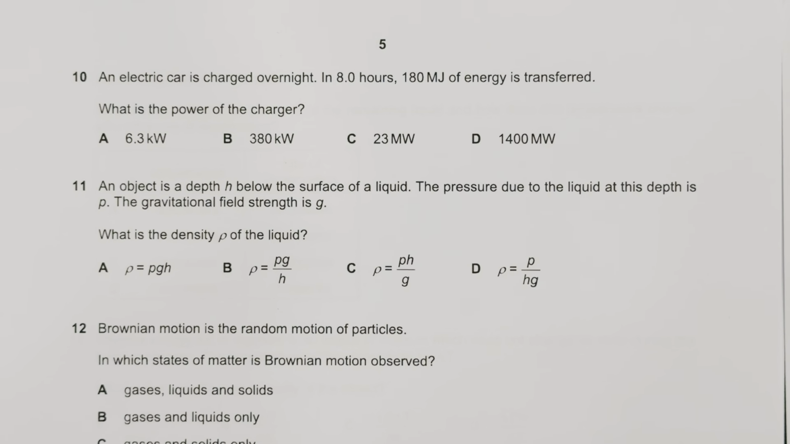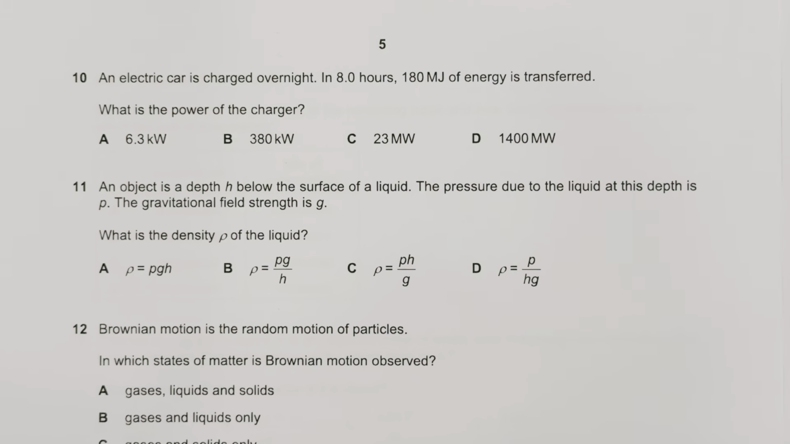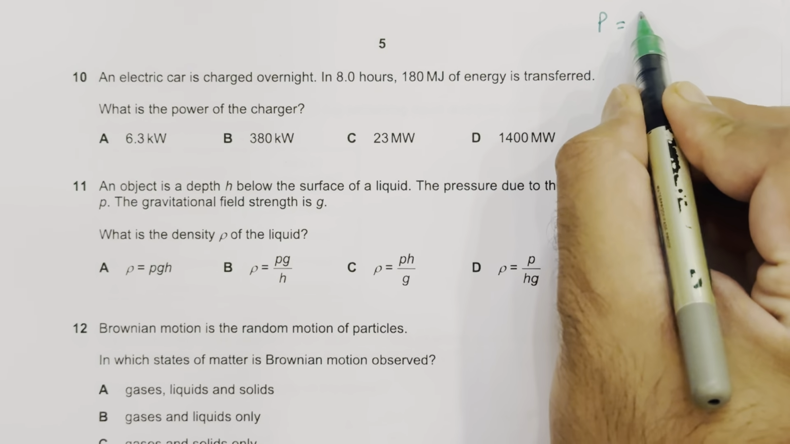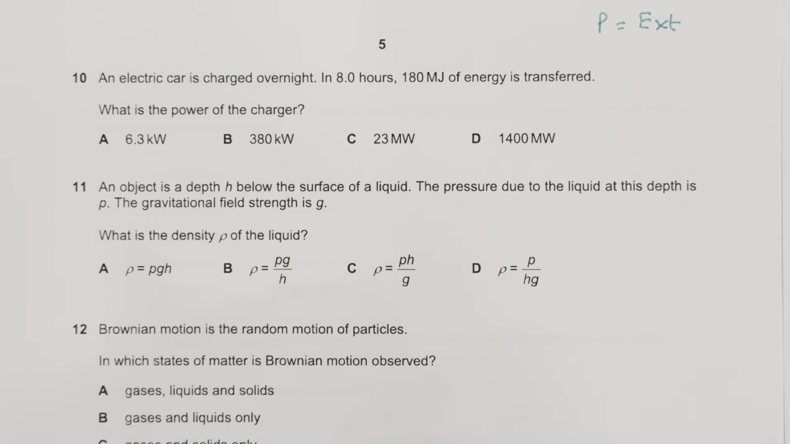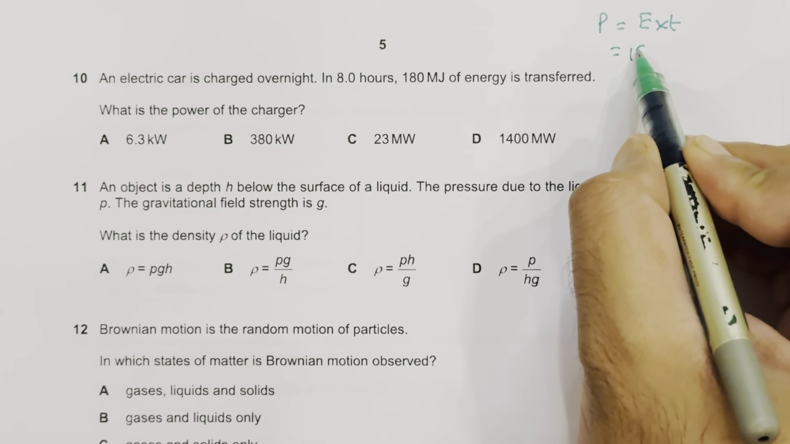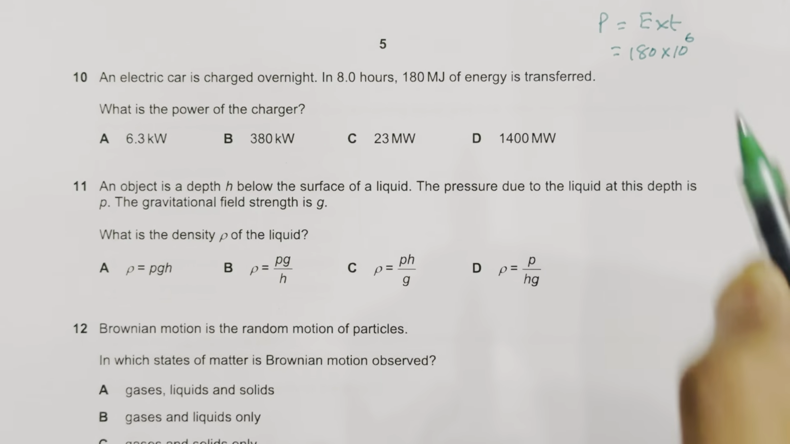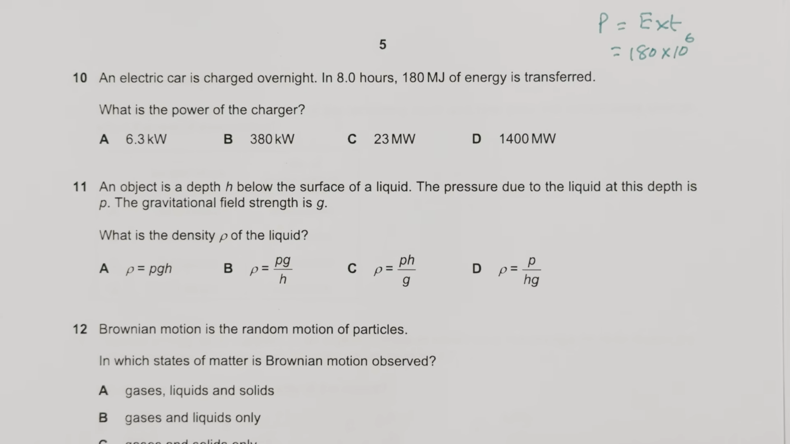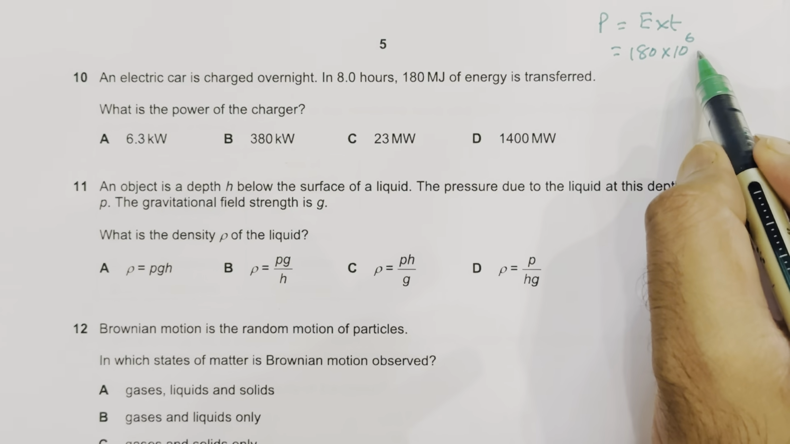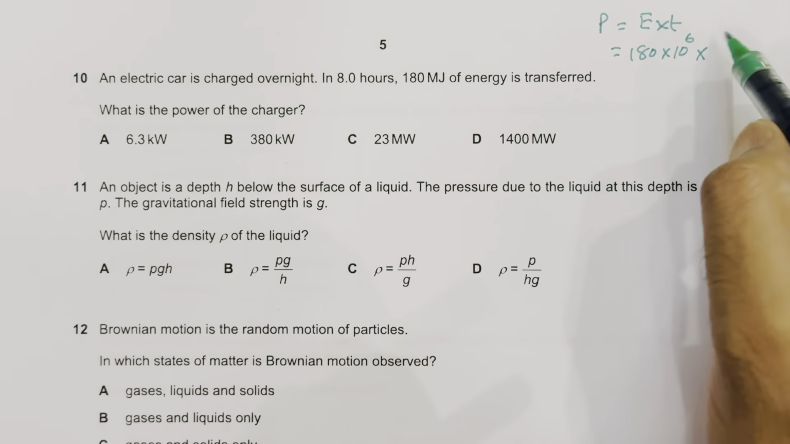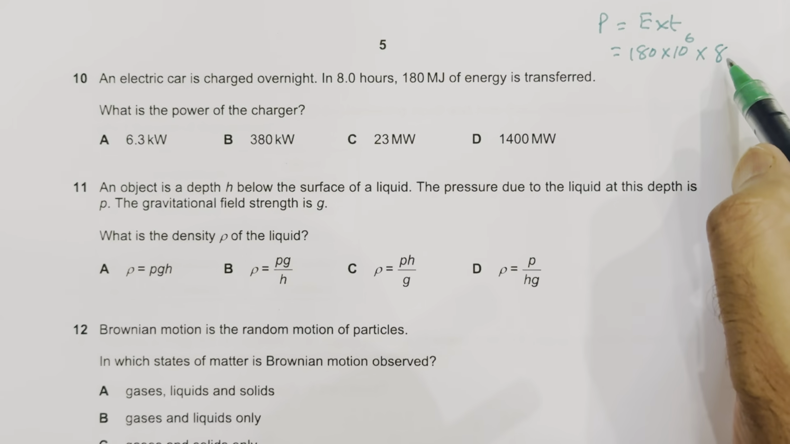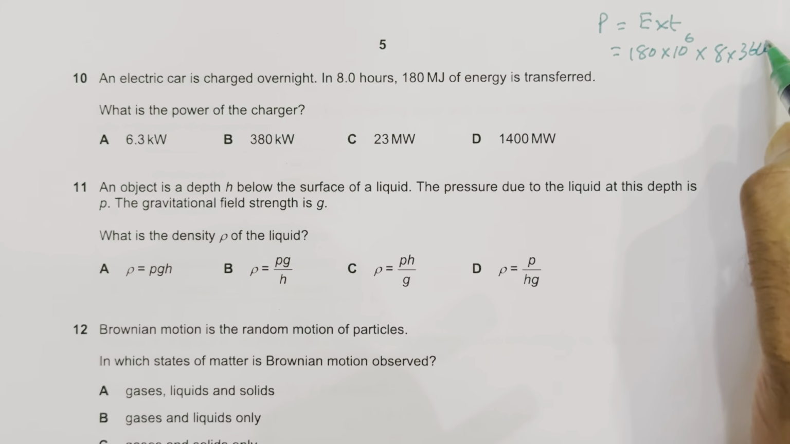An electric car is charged overnight in 8 hours. Time is given, 180 megajoule of energy is transferred. What is the power of the charger? We know that the formula for the power is P is equal to E cross T, and energy is given in the form of megajoule. We're gonna convert it into 10 raised to power 6 into simple joule, and also the time is given in 8 hours. You're gonna need to change it into seconds, so you have to multiply it by 3600.